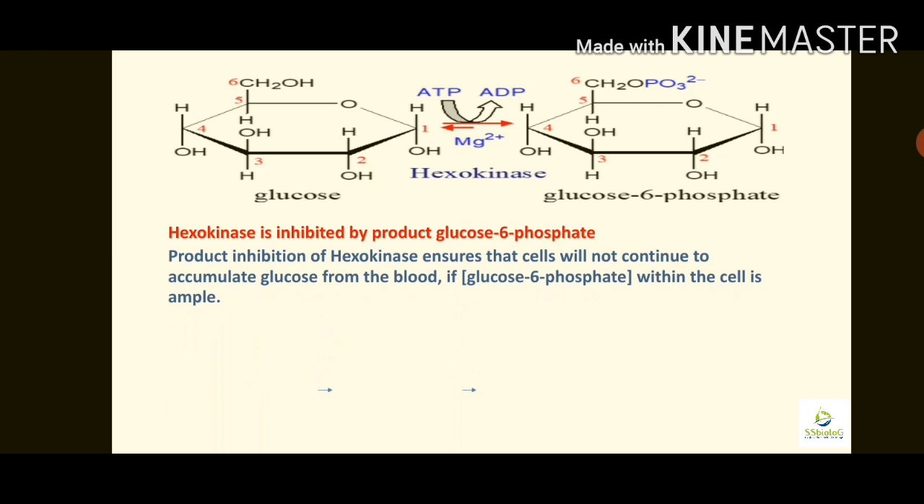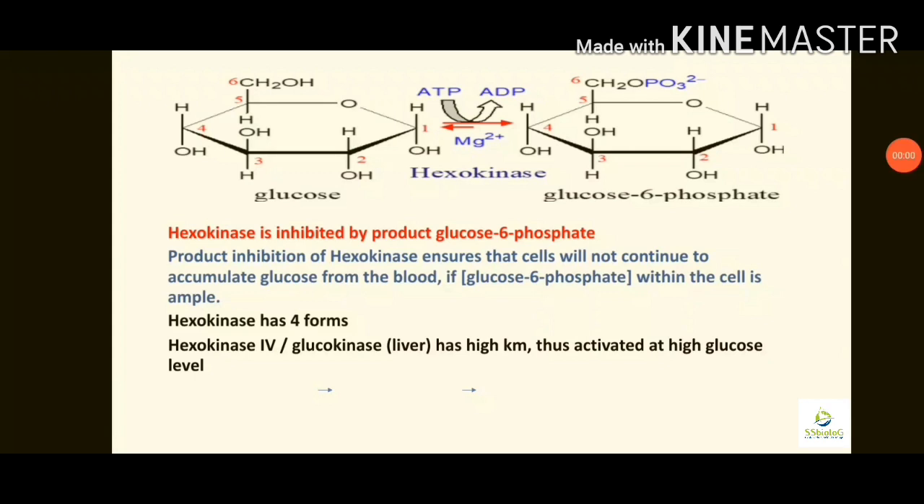Now let's talk about the different forms of hexokinase. Hexokinase, we all know, has 4 forms. Hexokinase 1, 2, 3 and 4. Hexokinase 4 is called glucokinase. Hexokinase 4 or glucokinase, which is found in the liver, has a high Km, thus is activated at a high glucose level.